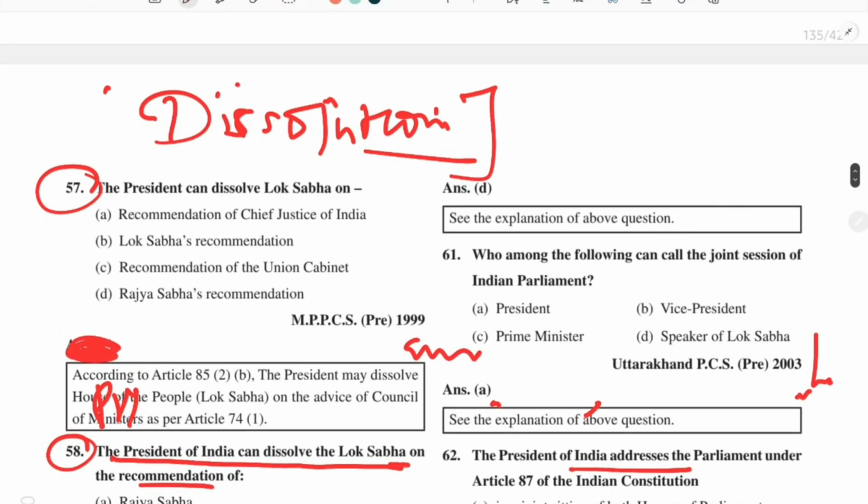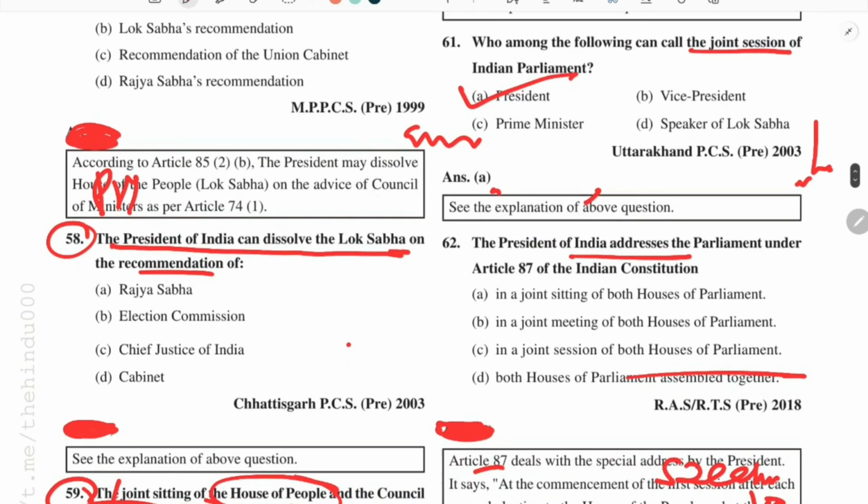Coming to the next question, who among the following can call joint sitting? President. President of India addresses Parliament under Article 86 of the Indian Constitution. So from the statement you can easily guess that this article is not related to the joint sitting, because Article 108 is related to the joint sitting. So the answer must be the both houses of parliament assembled together.